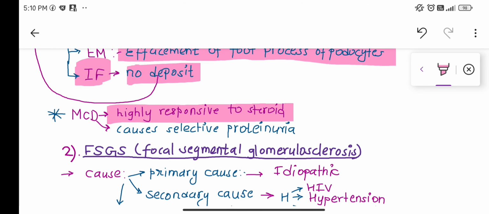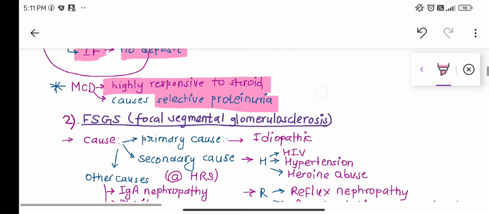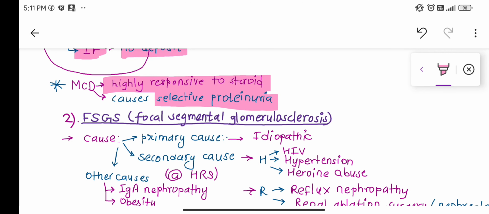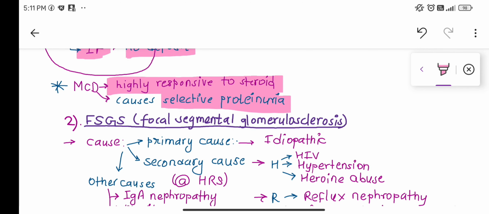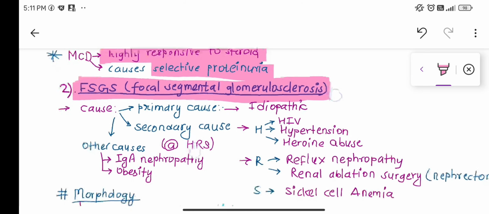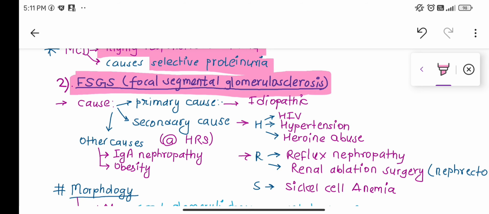And this causes selective proteinuria. Selectively the protein is lost. So this is all about minimal change disease. Next will be focal segmental glomerulosclerosis. Okay, focal segmental glomerulosclerosis. What are the causes of focal segmental glomerulosclerosis?